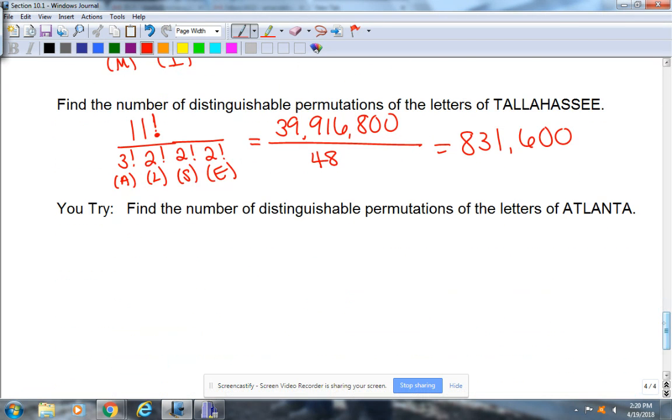I want y'all to try it for Atlanta. Try it by yourself for Atlanta. My favorite city. Besides Selmer, Tennessee, of course.